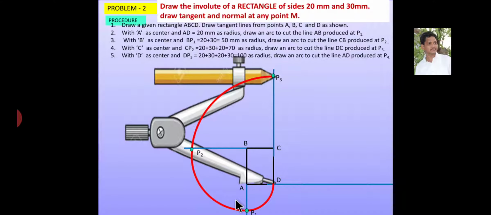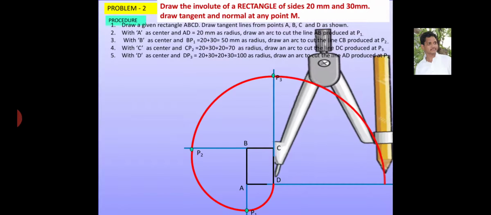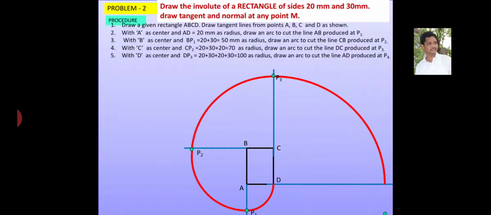Okay, with D as center and DP3 as radius, draw an arc to cut the line AD produced at point P4. So this is our required shape of the involute of a rectangle.